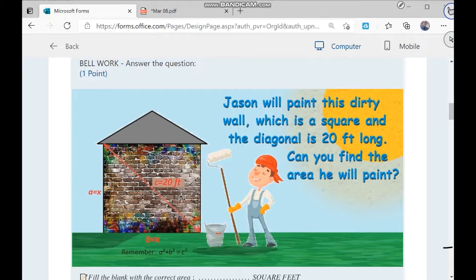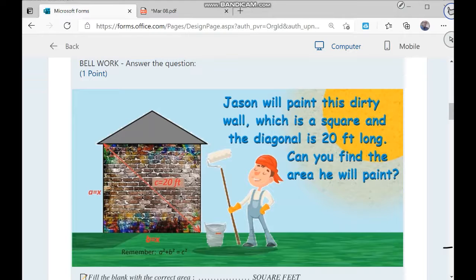And first, work on our bell work. Tell me what is the right answer. And we're going to help Jason. He will paint this dirty wall, and he needs to know the area. He only knows it is a square and the diagonal is 20 feet long. Can you find out the area? Tell me, can you calculate this area?